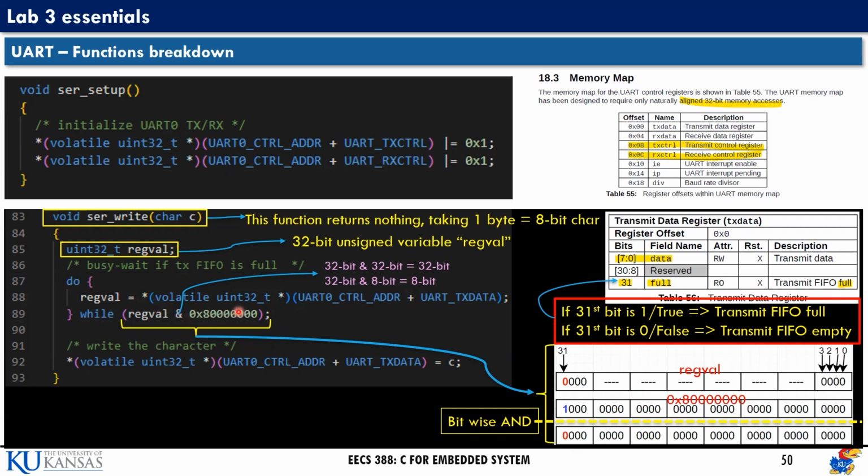So this is basically trying to say that if we have some data and we are not done transmitting it, we should wait. We should wait if the FIFO is full. That means unless we transmit all the data, the 31st bit is going to be 1, and we are basically checking that condition, whether the FIFO is full or not.